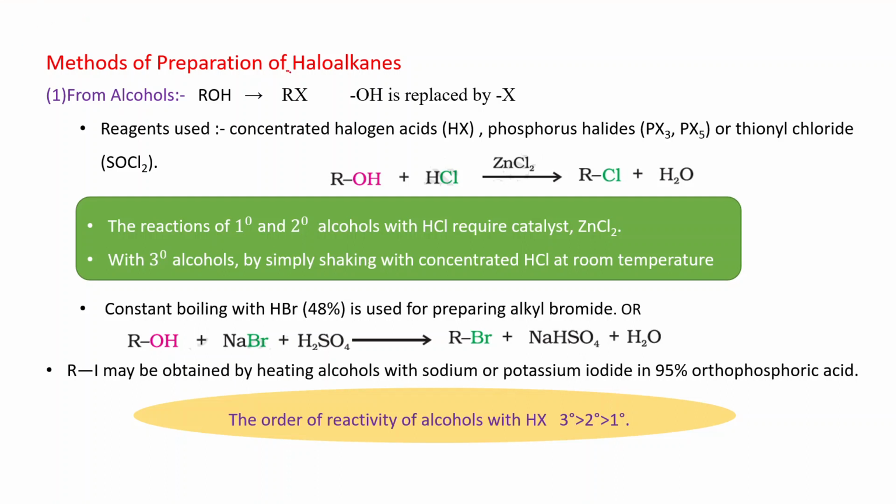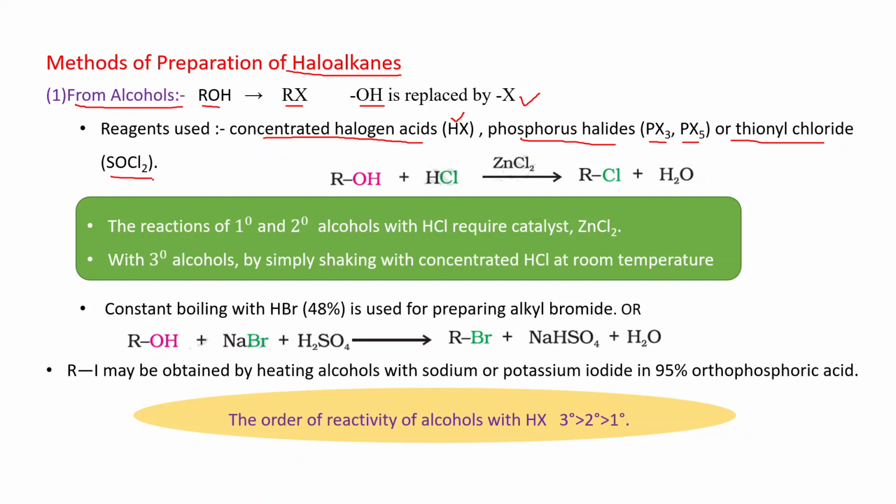Methods of preparation of haloalkanes. The first method is from alcohols. ROH is converted into RX, and in this case the OH is replaced by halogen. There are a number of reagents used for this reaction, like concentrated halogen acids HX, phosphorus halides PX3 or PX5, or thionyl chloride, that is SOCl2.